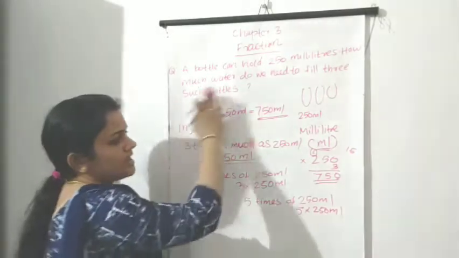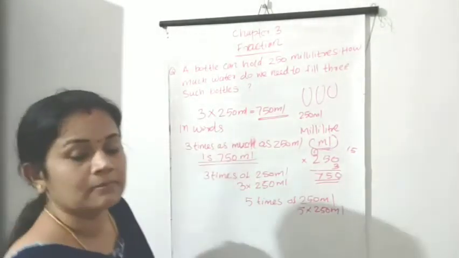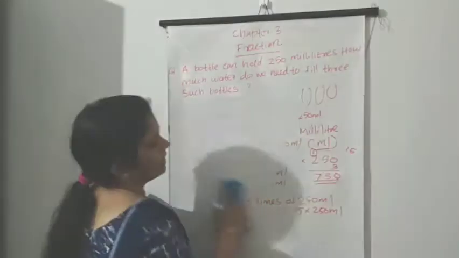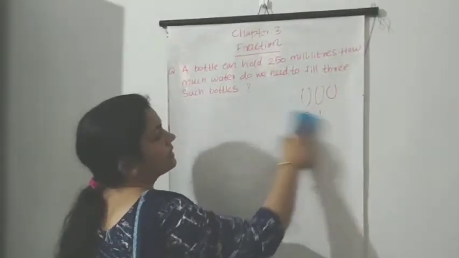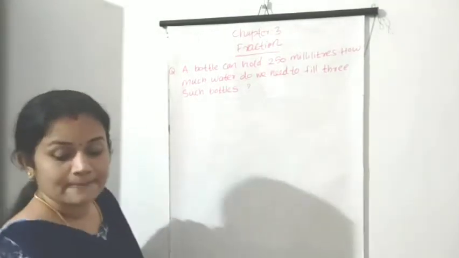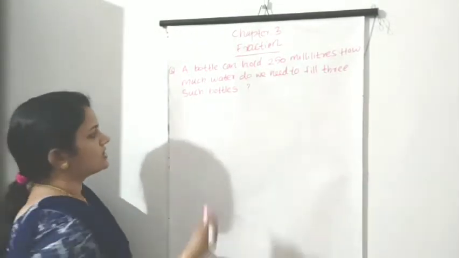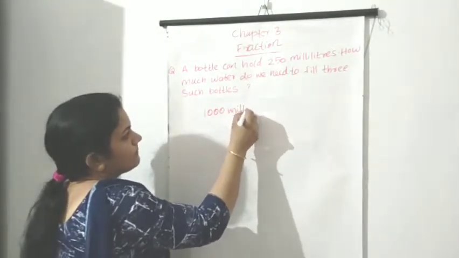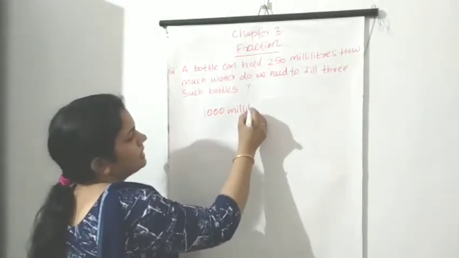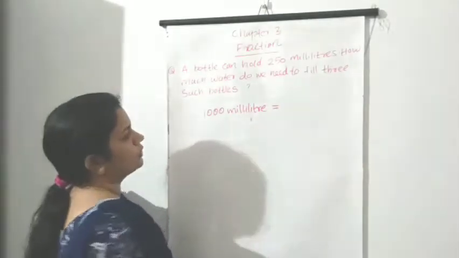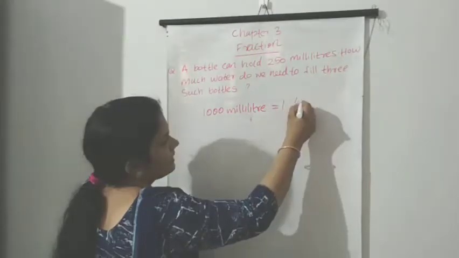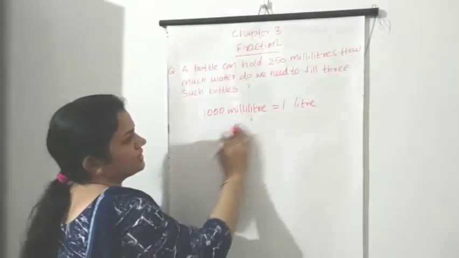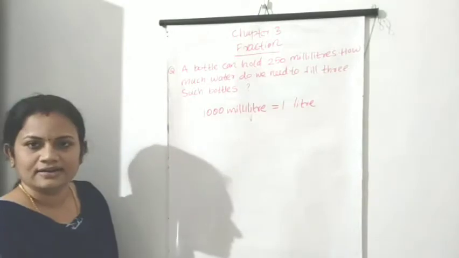Understood? Based on this problem, we can discuss some basic forms of milliliters. So, first of all, we are writing 1000 milliliter equal to 1 liter. Learn this by heart, okay? 1000 milliliter equal to 1 liter.